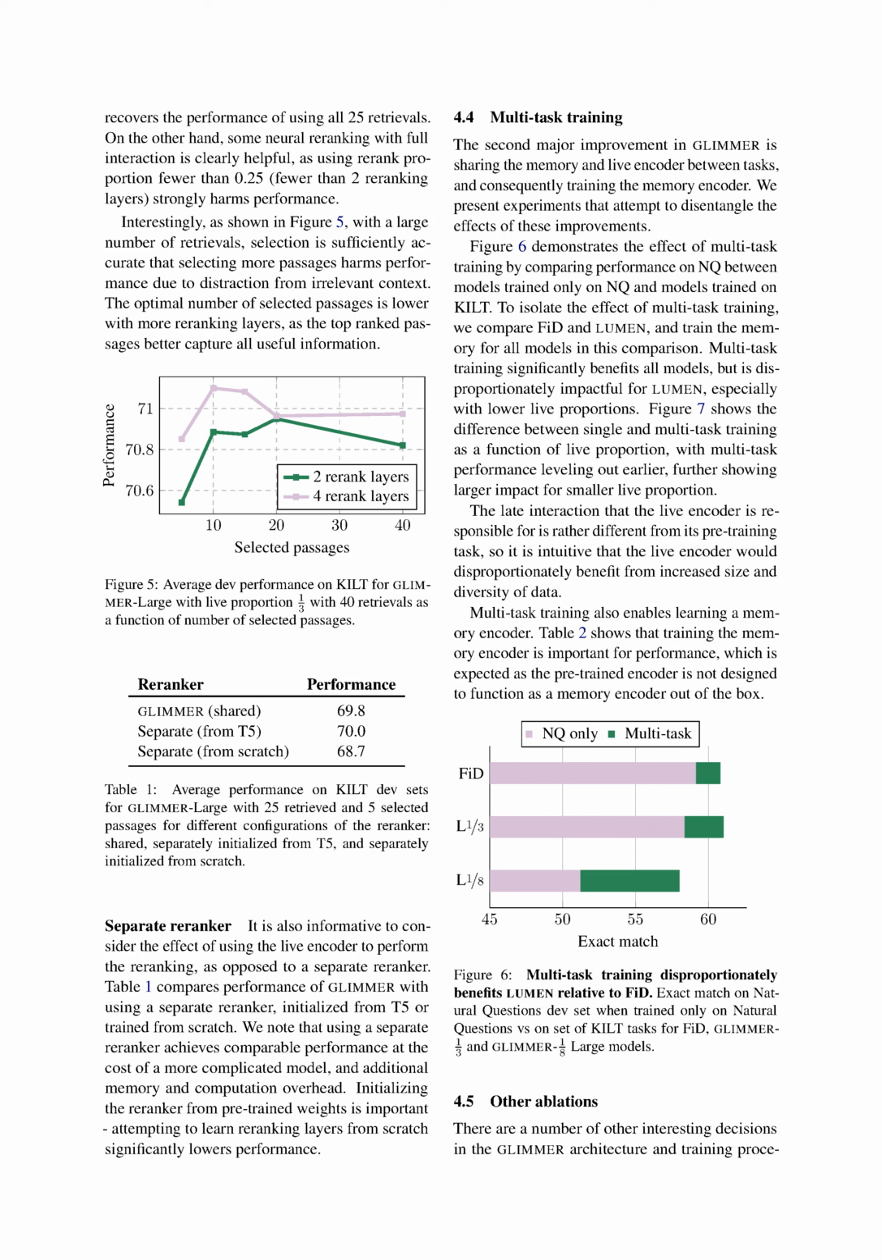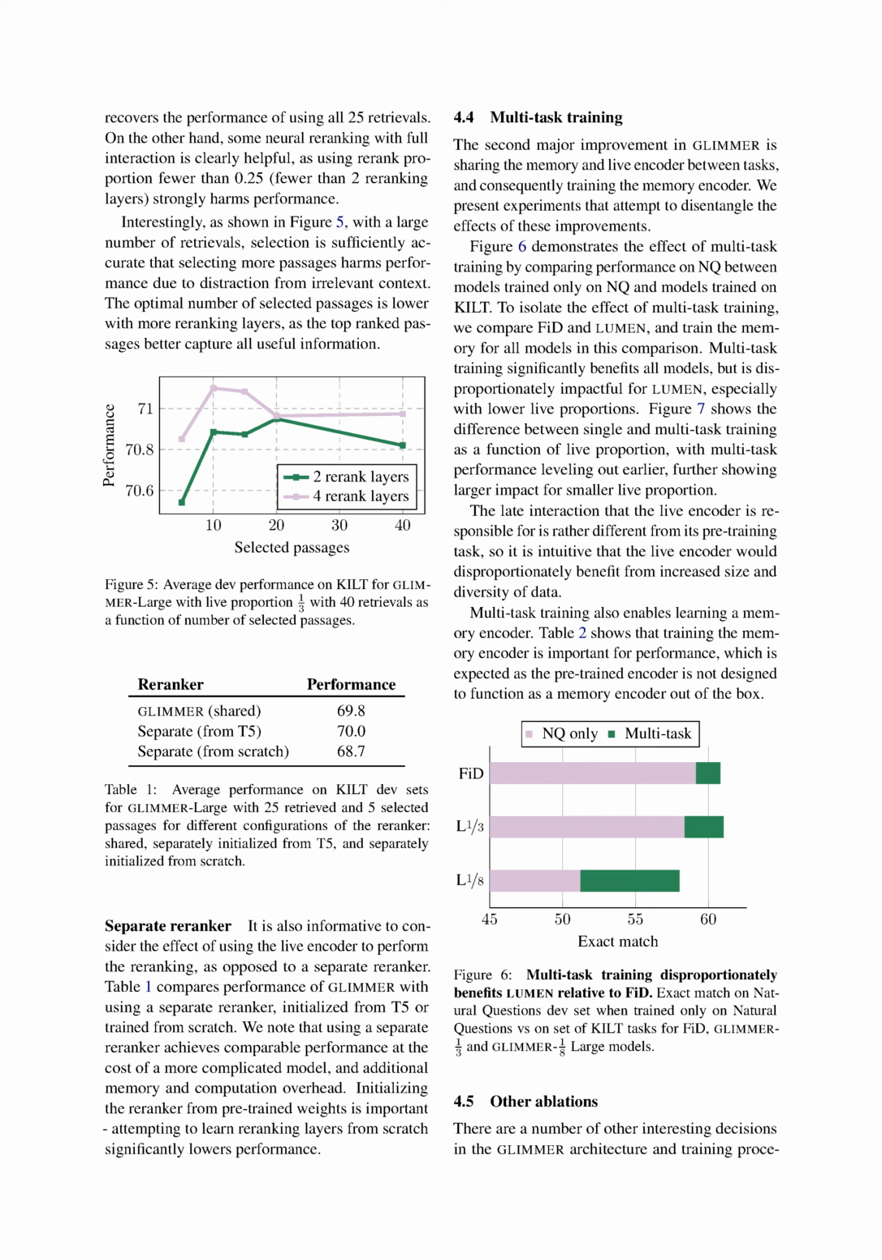Section Summary. The paper discusses two major improvements in Glimmer, using a separate reranker and multitask training. Using a separate reranker achieves comparable performance but with additional memory and computation overhead. Multitask training significantly benefits all models, especially the live encoder, and enables learning a memory encoder, which is important for performance.